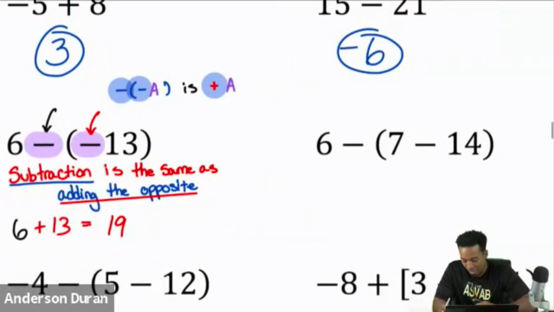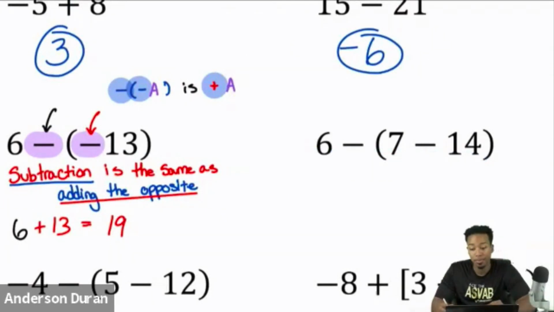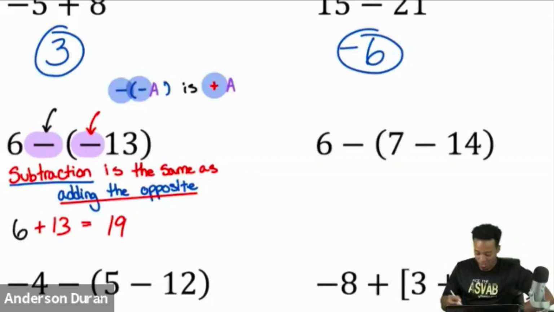We got this. So now we have 6 minus parentheses 7 minus 14. First thing that we're going to take care of is that parentheses. Is that correct? Yes or no? We are first going to take care of that parentheses. Right on. So let's go ahead and take care of that parentheses first. So everybody, this should be pretty simple now. This is a little easier than dealing with these crazy double opposites, right?